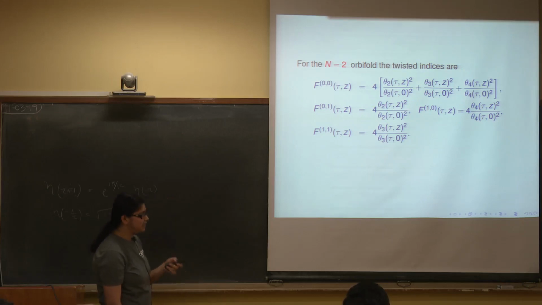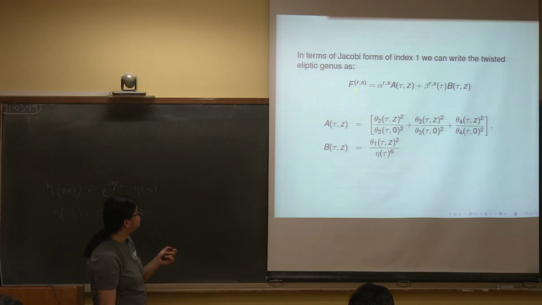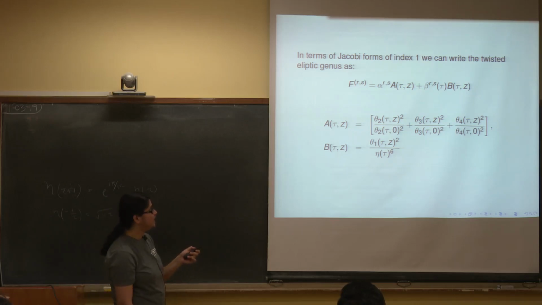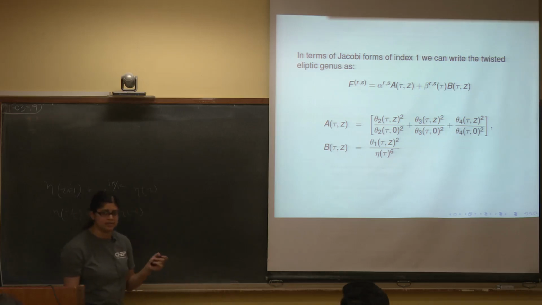and these can also be related to weight 0, index 1 objects. I think normally for K3 this twisted elliptic genus FRS can always be written in this form, at least for the cases that we have studied, as some alpha times A and beta times B, where B is actually a weight minus 1 object, and this beta will have a weight 2, and it is a weight 2 form of gamma naught n or something.